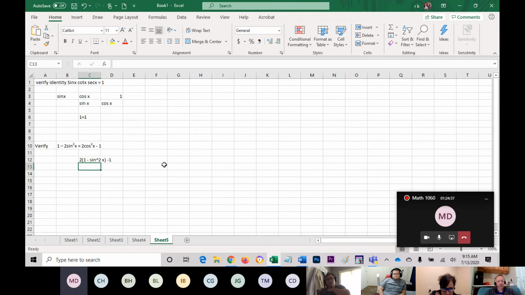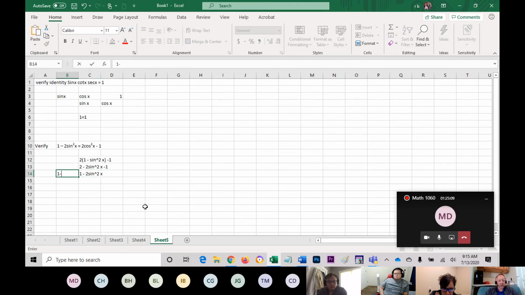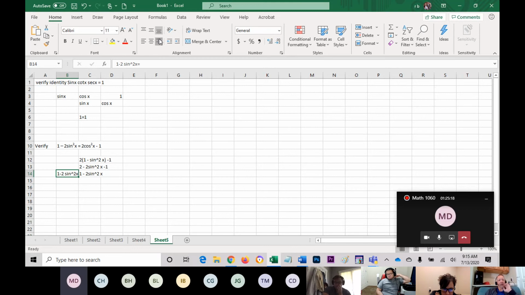When you multiply the 2 into that, 2 times 1 is 2, minus 2 sine squared of x. And then you still have the minus 1. So then that would be 1 minus 2 sine squared of x. And 1 minus 2 sine squared of x equals. Okay. Sweet. So all right.